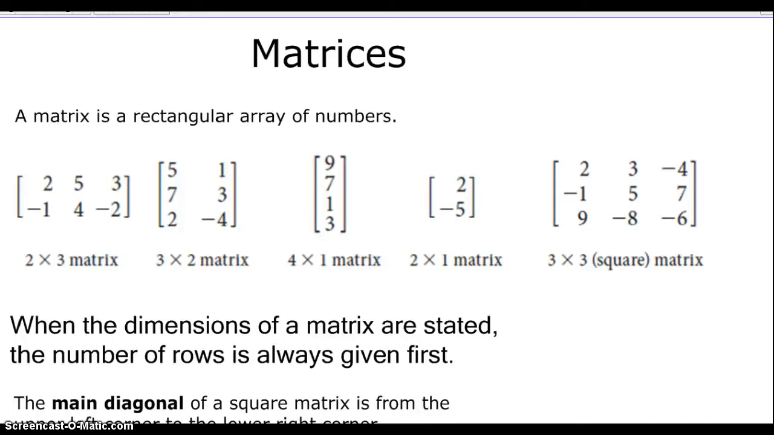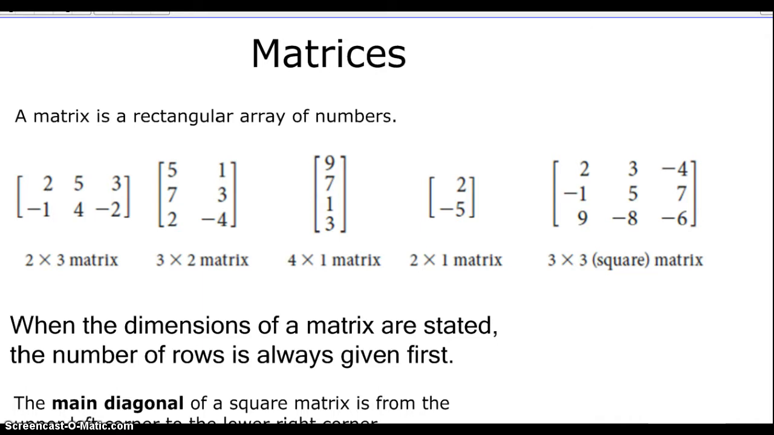All right, we're going to talk a little bit more about the matrices. First of all, they are in a rectangular array, and you're going to see 5 different examples right here. This is a 2 by 3, then next to it a 3 by 2, 4 by 1, 2 by 1, and then a 3 by 3. And any time that the rows and columns match, it's considered a square matrix.